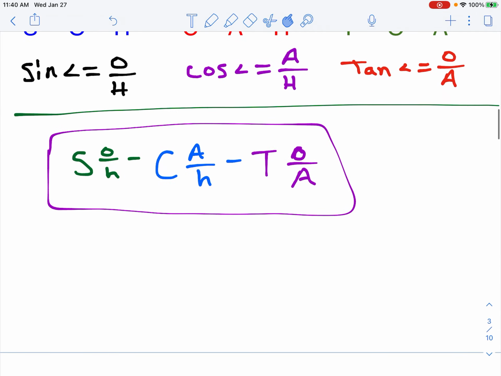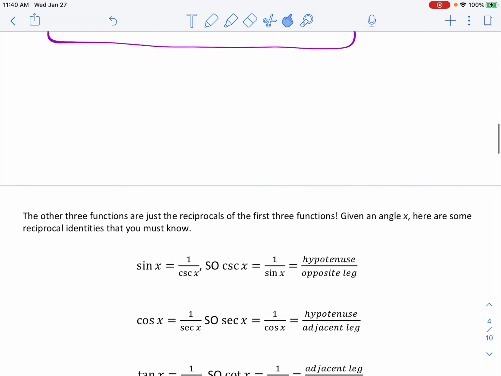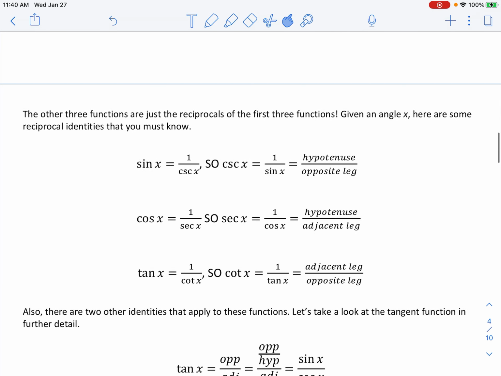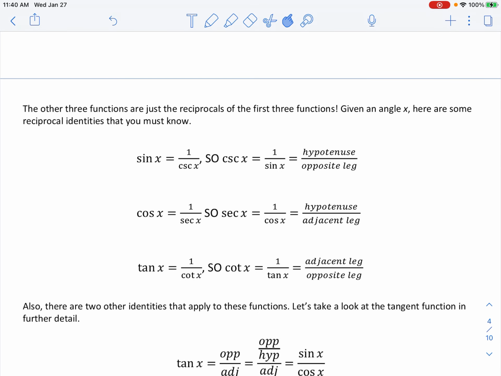All right, so let's go ahead and use that to come up with some examples. Before we do that, let's look at how we're going to approach this. All right, this looks like a lot of gibberish to me. It says the reciprocals of the first three functions will create our other three functions. So what we want to do is think of a reciprocal, or inverse. It's flipped.